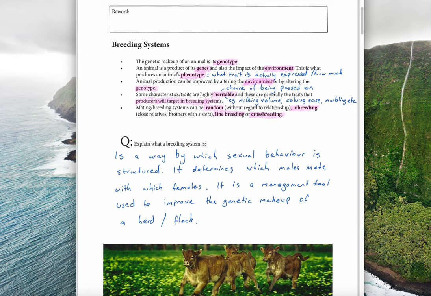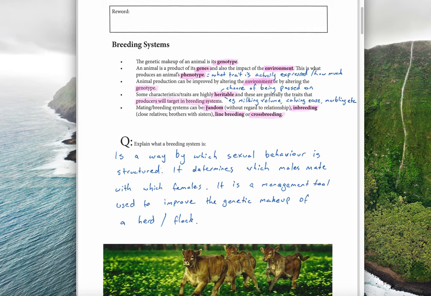So examples of highly heritable traits here are milking volume, calving ease, marbling, etc. They are ones that producers, farmers will target because they're easy to pass on. So they will want to target them in their breeding systems, whether it be line breeding or crossbreeding. And then lastly, there can be lots of systems, but we're only looking at two of them.